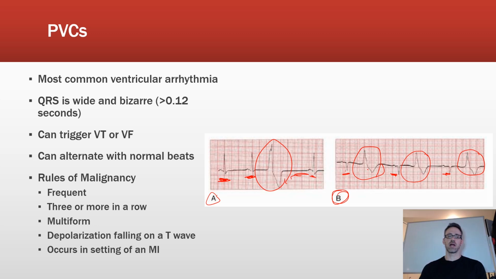And again, if you're seeing a lot of PVCs in the setting of somebody who just had a myocardial infarction or a heart attack, it's usually also a poor sign of damaged tissue.